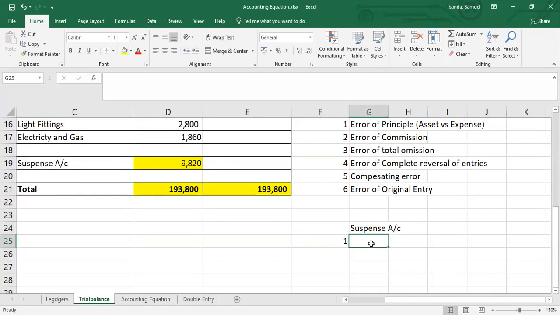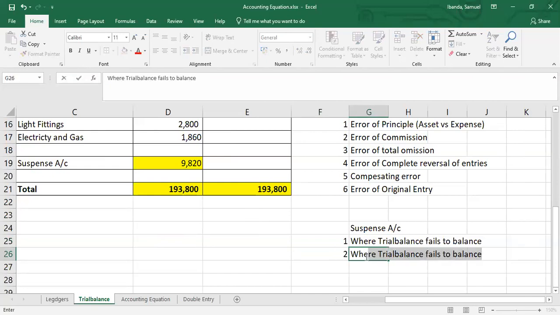One, where the trial balance fails to balance. And then this can also be used where we can't tell the alternative account. Where we can't tell the alternative account.